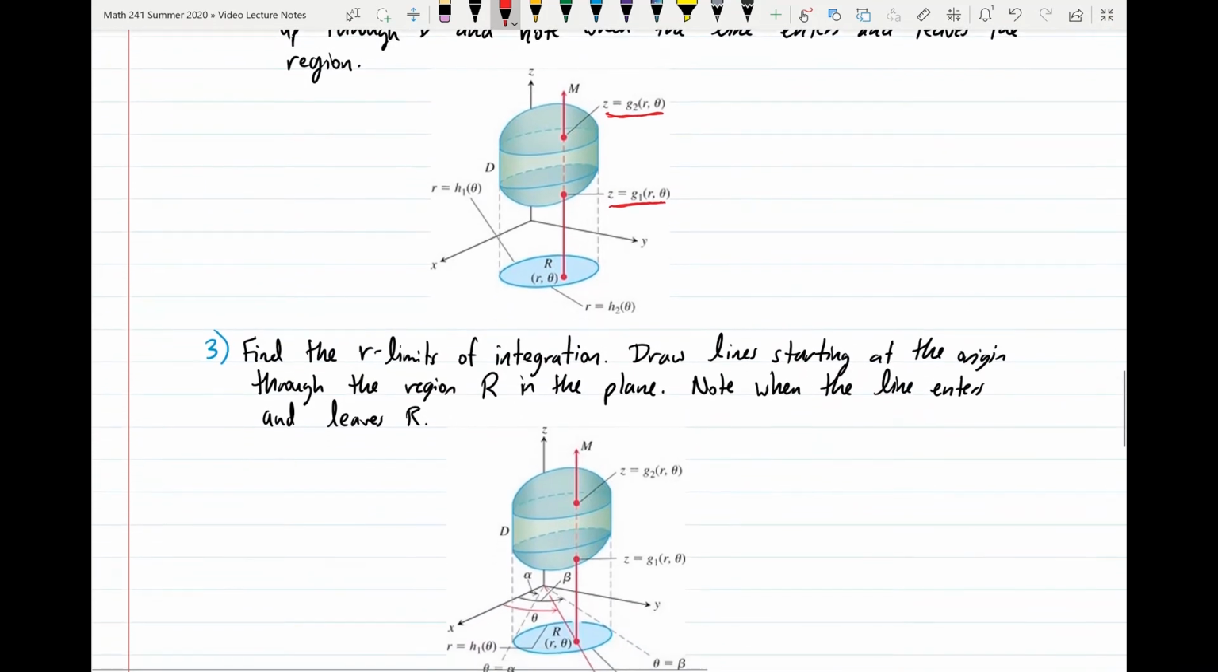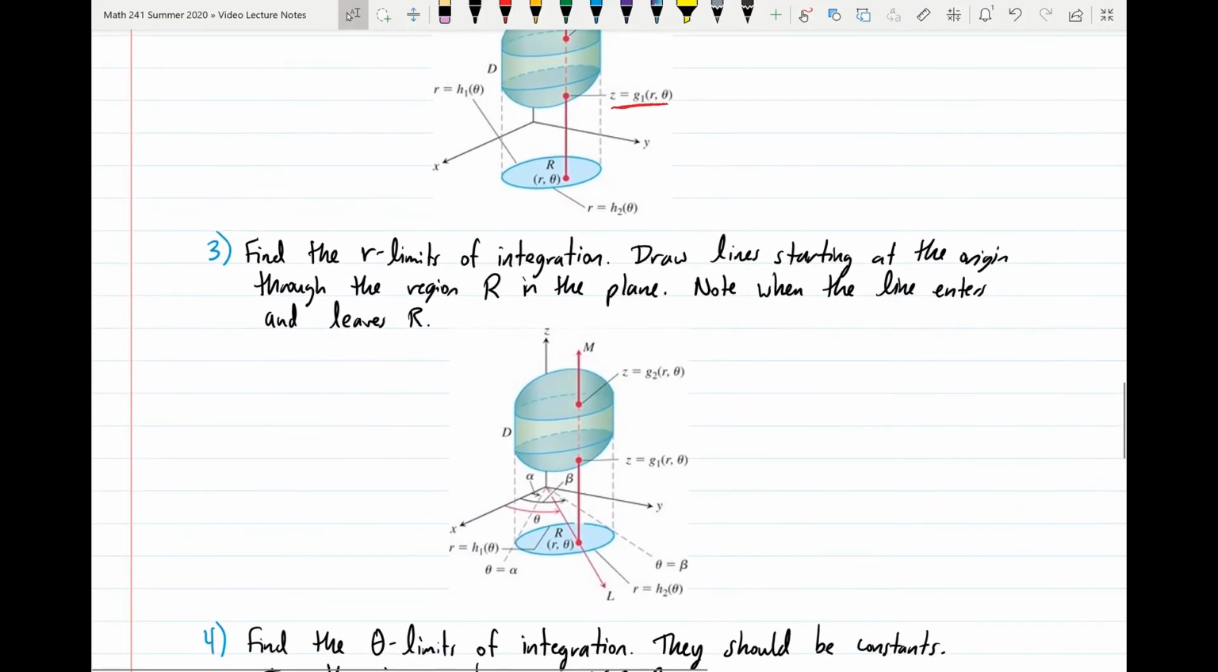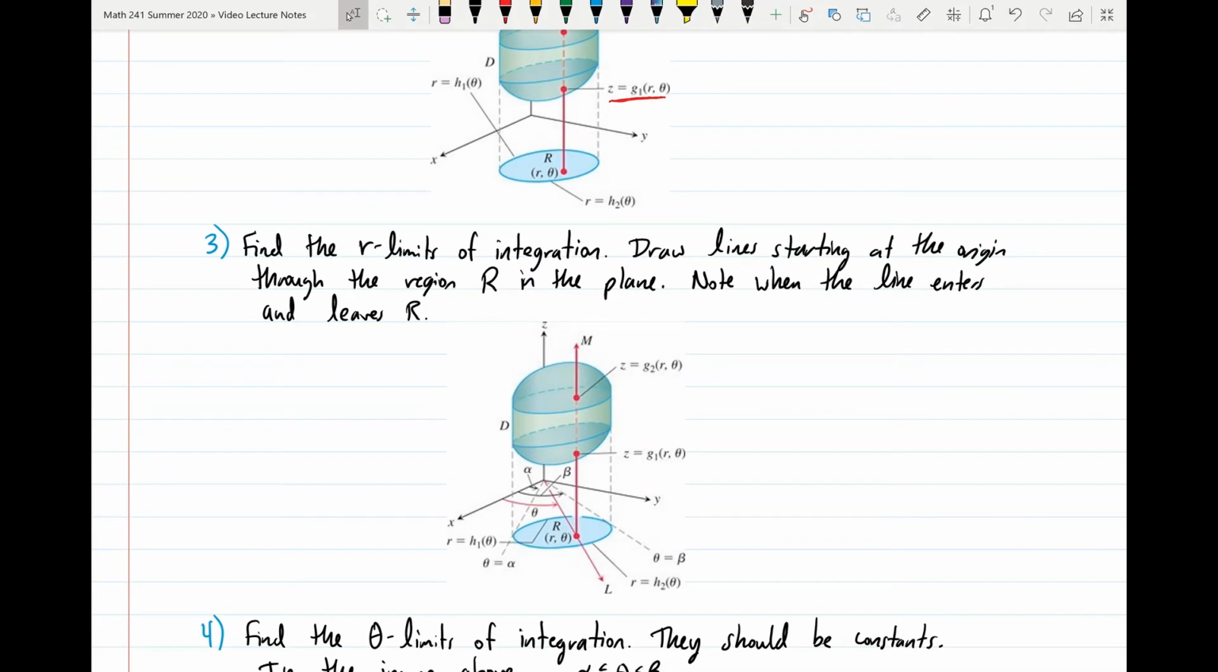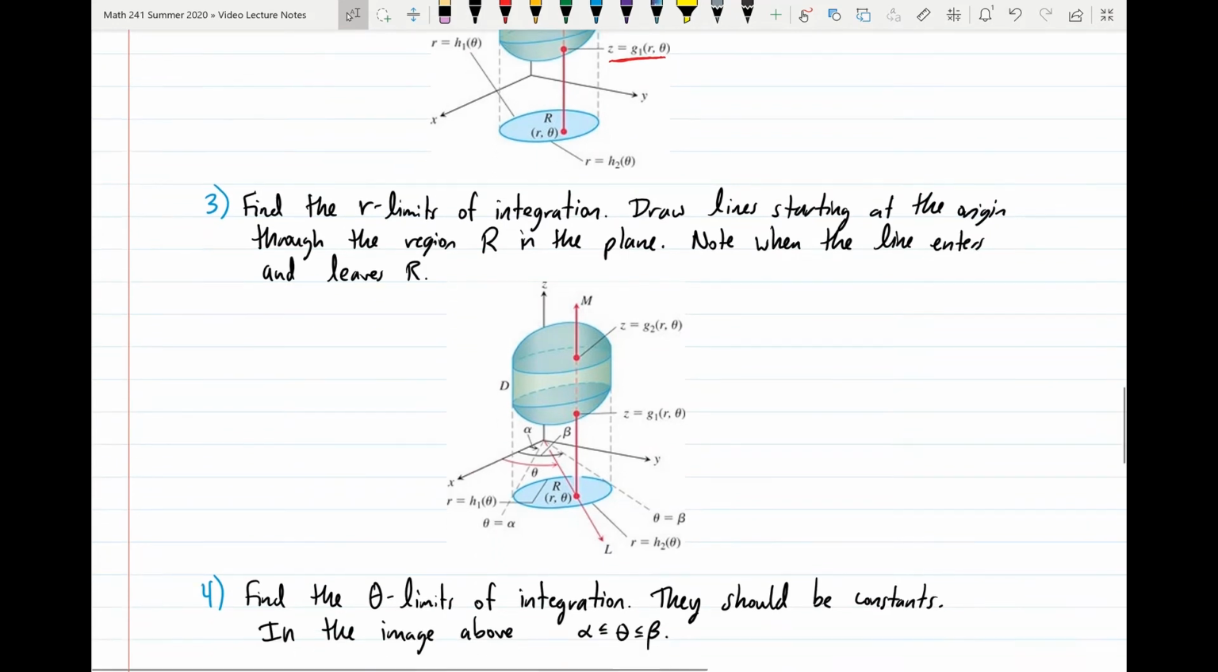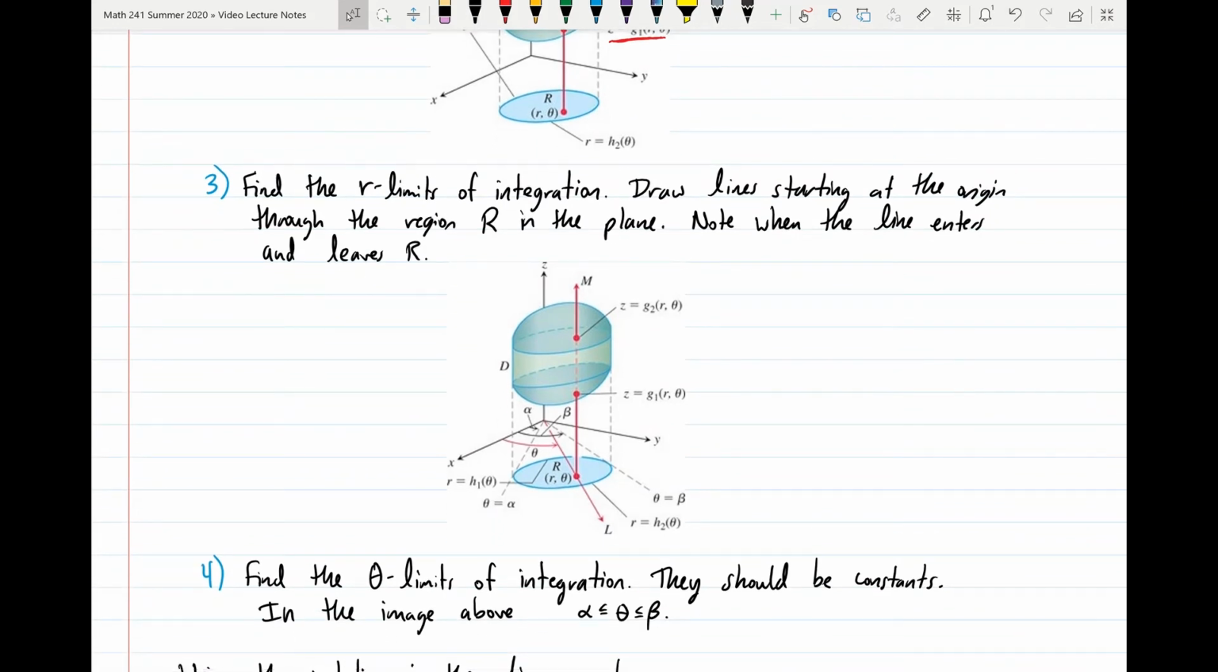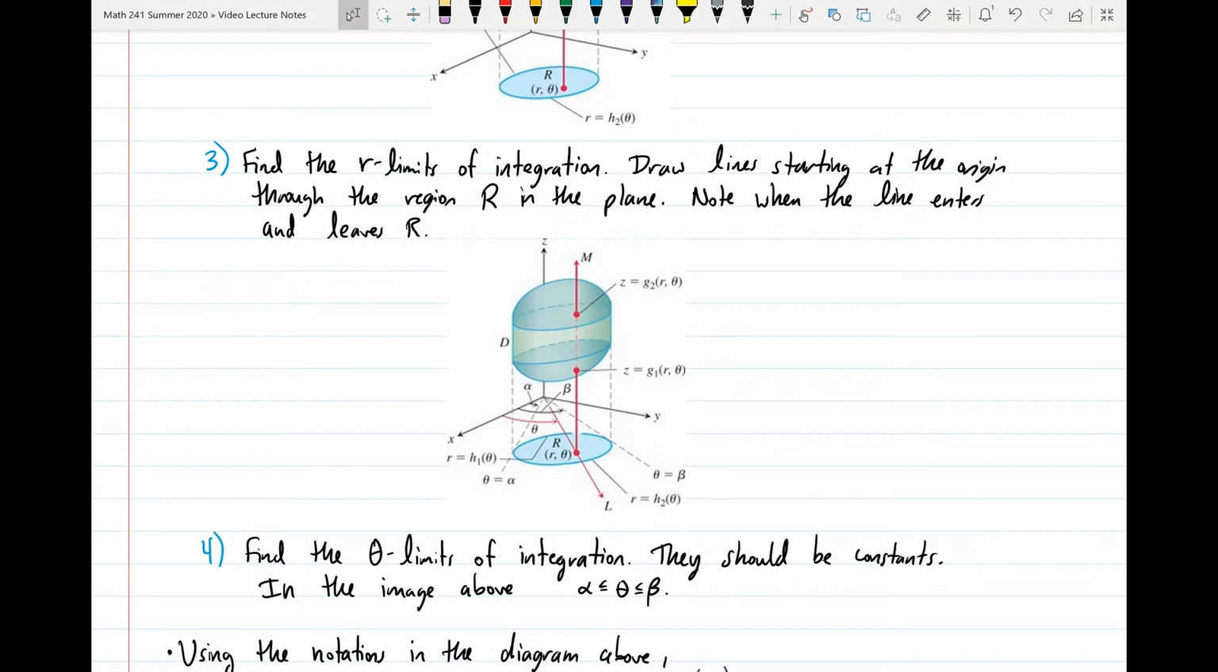After we find the limits of integration for z, we can move on to finding the limits of integration for the variable r. To do that, we're going to draw lines that start at the origin in the xy plane and go through the region R in the plane. Again, we're going to note when the line enters and leaves that region R. In this case, you can look down at the diagram. We have the line L given to us. It starts at the origin and then it goes out through the region R.